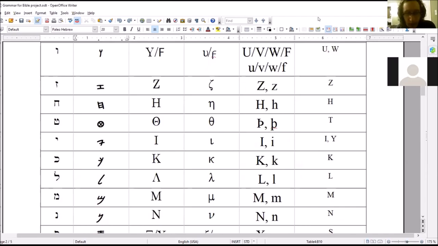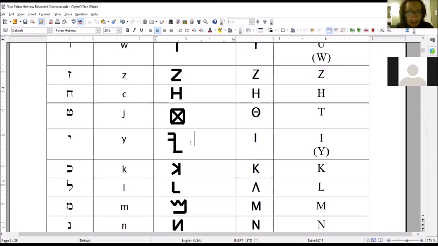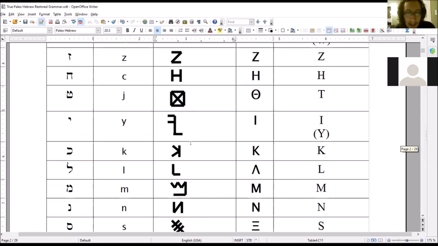The other style was more broad and kind of more straight lined. So as you can see, this is also Yod right here. So the next letter comes K, and that is Kaf.